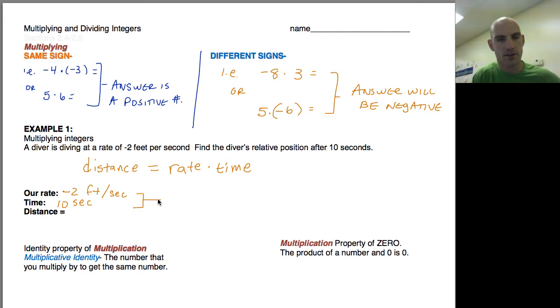Using these two values, I have -2 feet each second times 10 seconds is going to give me, and this is where the new skill comes in, because how many feet I have is 20. But I used my rules to say, do they have the same sign or different sign? If they have the same sign, it's positive. But in this case, they have a different sign, so it must be negative. So my distance is -20 feet.